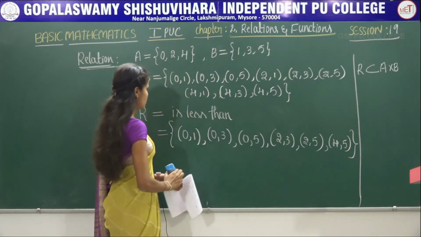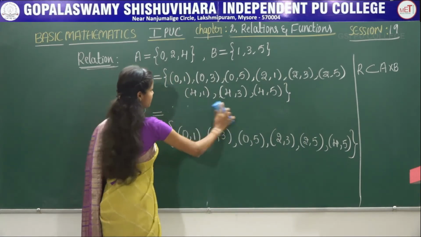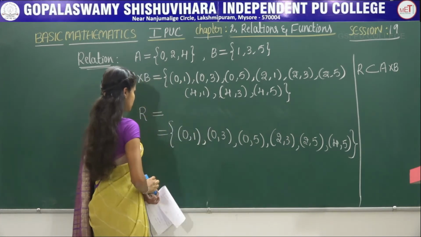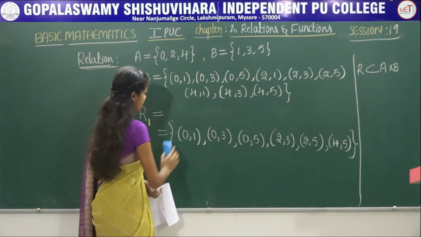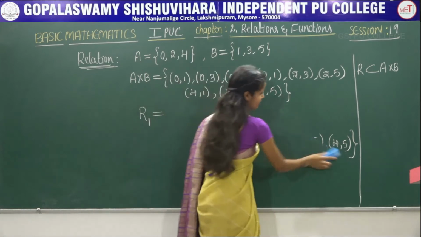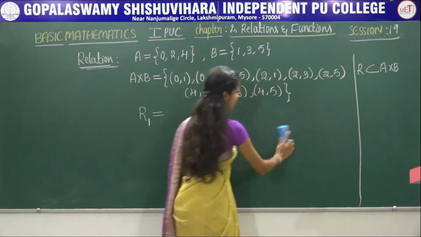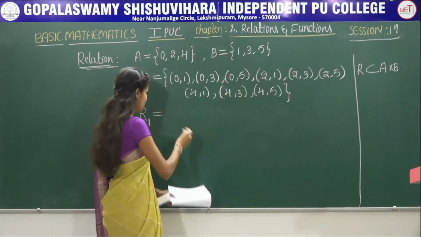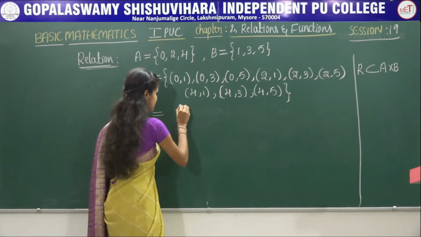Next, consider one more relation denoted by R1. I consider one more example defined from A to B. So here the relation is equal.